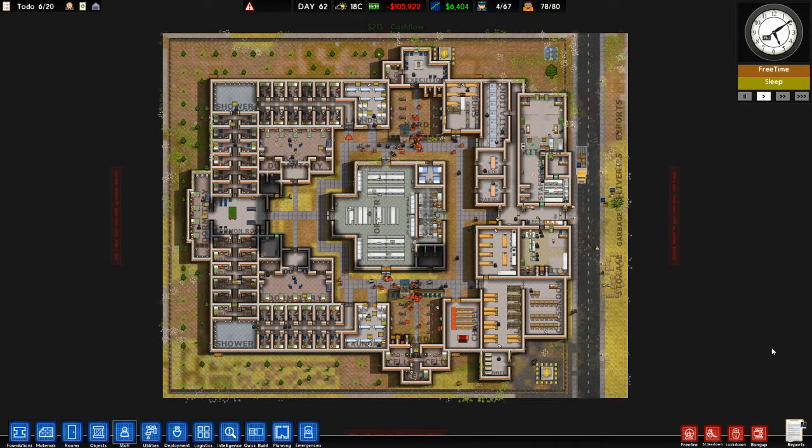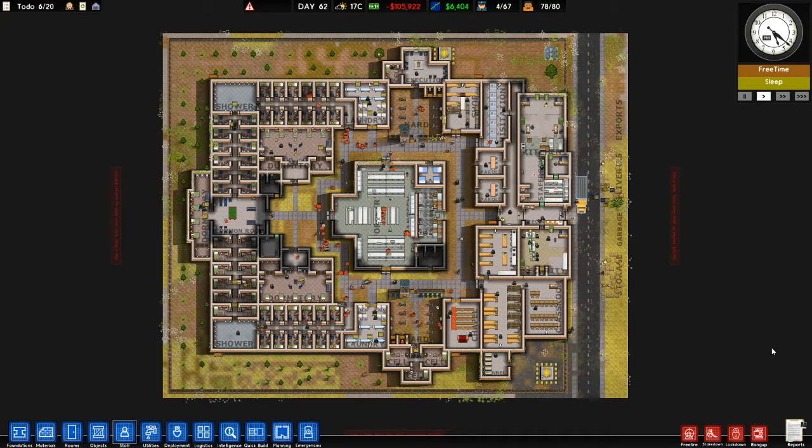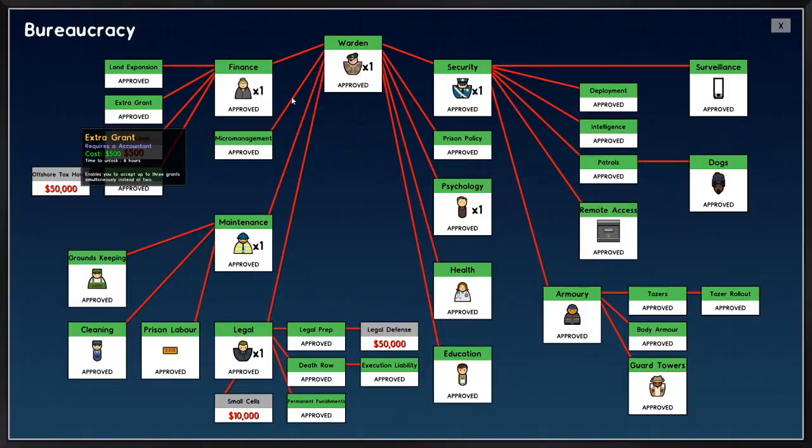This includes the warden, the chief, foreman, psychologist, accountant, and lawyer. So all of these are grouped together because they share a couple things. One is that they all require offices to work in, and two, they all research technologies. So in bureaucracy, these are all the things that they can unlock for you, and then they can further allow you to further improve your prison.